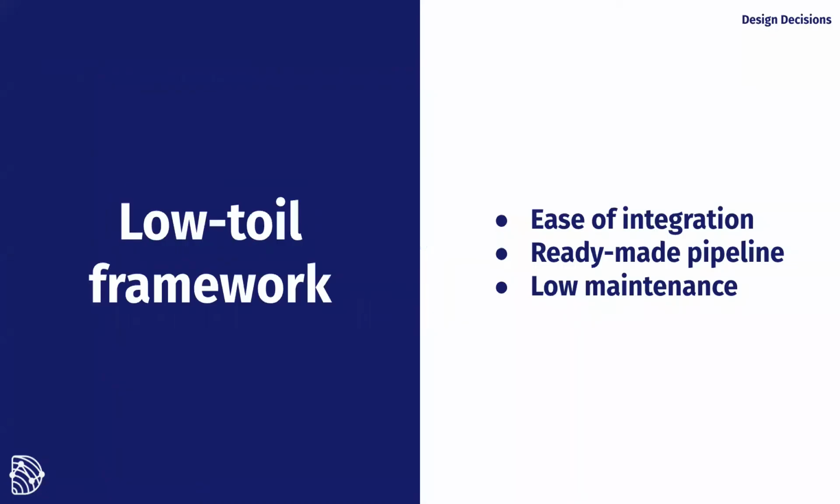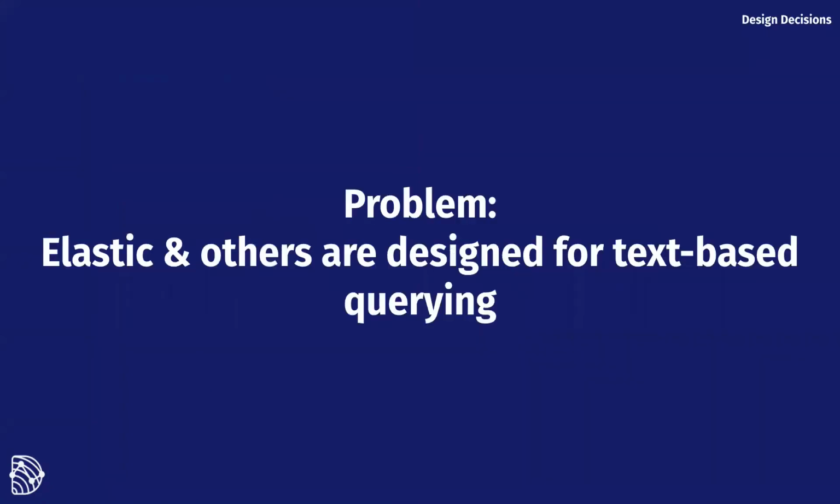Now that we went over the 3 things that go into making a low-toil framework, let's look at the next problem. Elastic and other services are optimized for text-based querying. Elasticsearch is great at searching through text-based indexes, but what about time? How does NapTime calculate and view their number of requests per second?